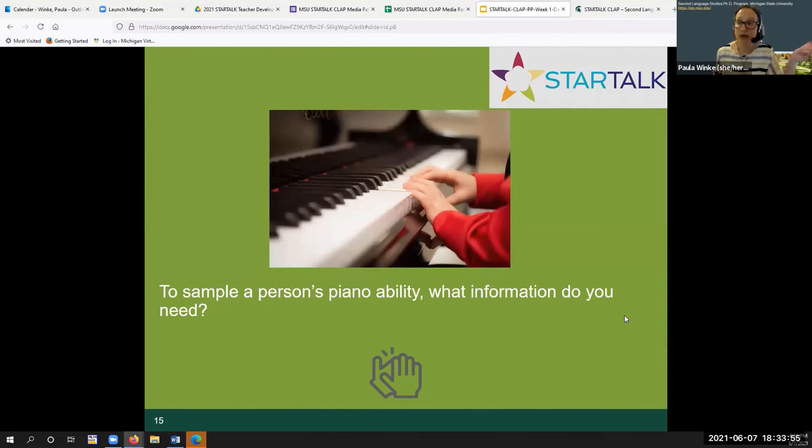So what do we need to do if we're to sample a person's piano ability? What information do you need to be able to do that? So I thought I will see if I can see all of you in my gallery view. Can I call on people? Natalia Black, what would you do if I told you you need to sample someone's piano ability? What information would you throw back at me?